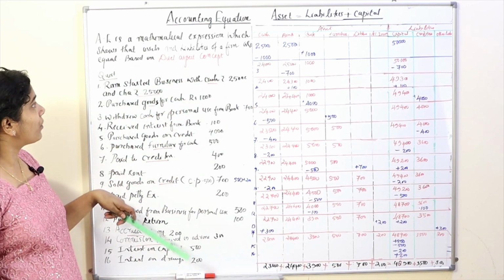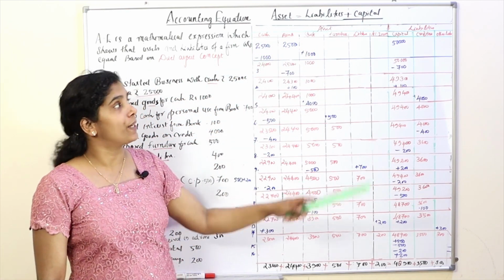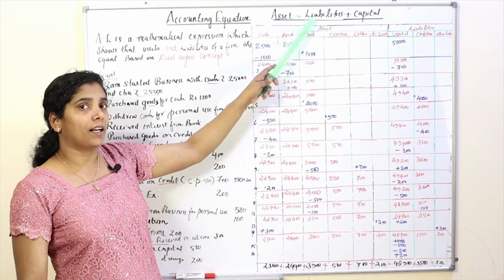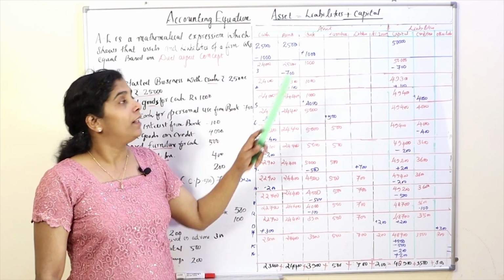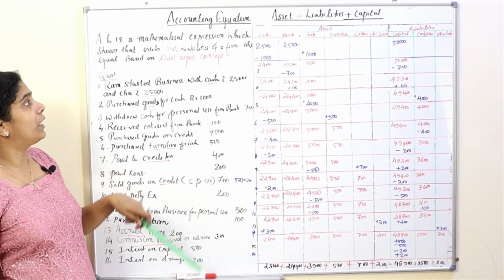Let me explain one question before that. Assets equal liabilities plus capital, that is our equation. Then liabilities equal assets minus capital. Then capital equals assets minus liabilities. So, that is the accounting equation.